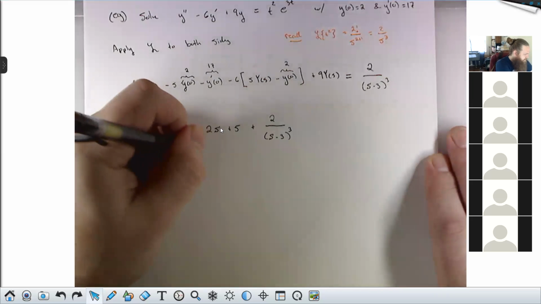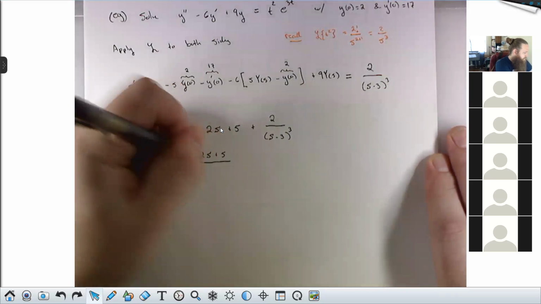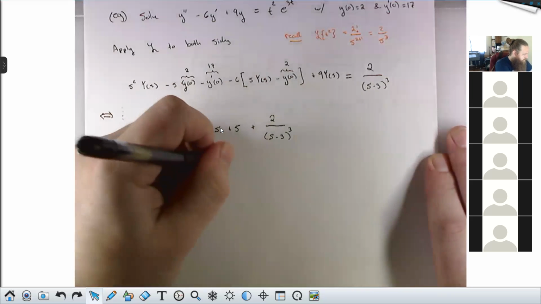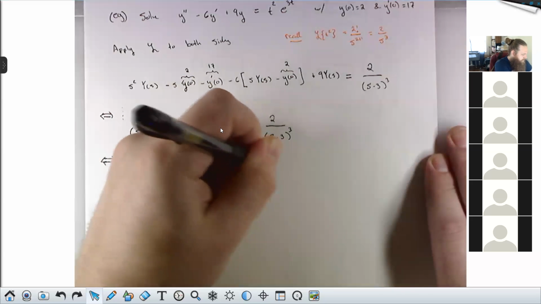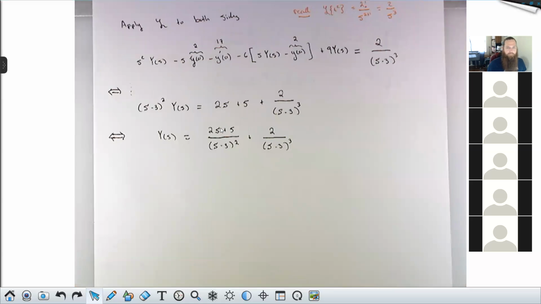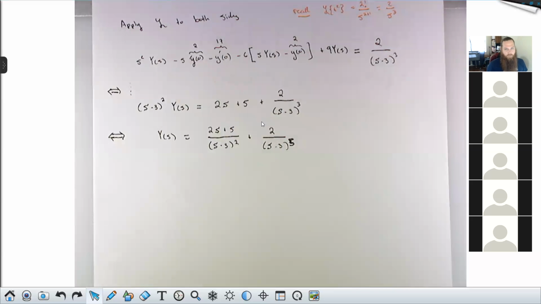Let's just do it. So this is (2s + 5)/(s - 3)^2 + 2/(s - 3)^5. All right. I know how to take the inverse Laplace transform of this now. Oh, sorry, that's going to be to the 5th power. I know how to take the inverse Laplace transform of this, though. This is something I know how to handle.